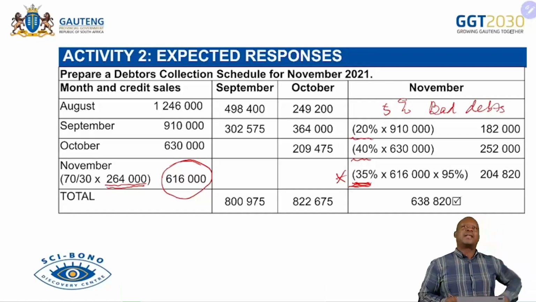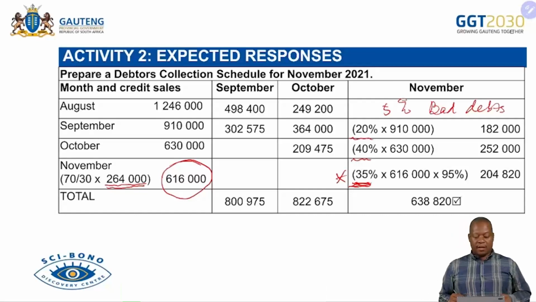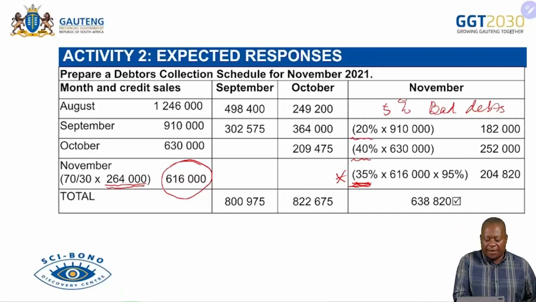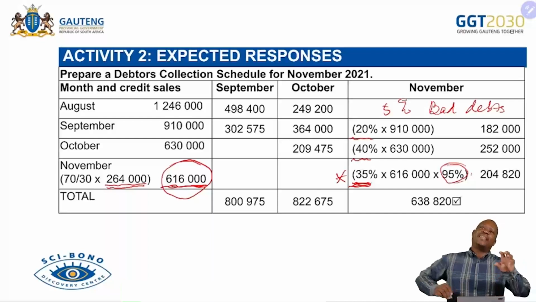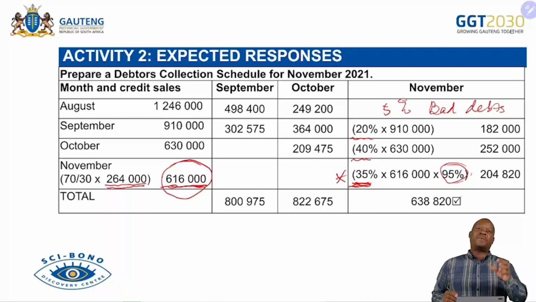Now, let's deal with the first month, November. So we are going to say 35% of the credit sales, which is 616,000. We multiply by 95%. Why 95%? When the debtors are getting a 5% discount, it means they are paying us less the discount percentage. So what percentage are they paying us?